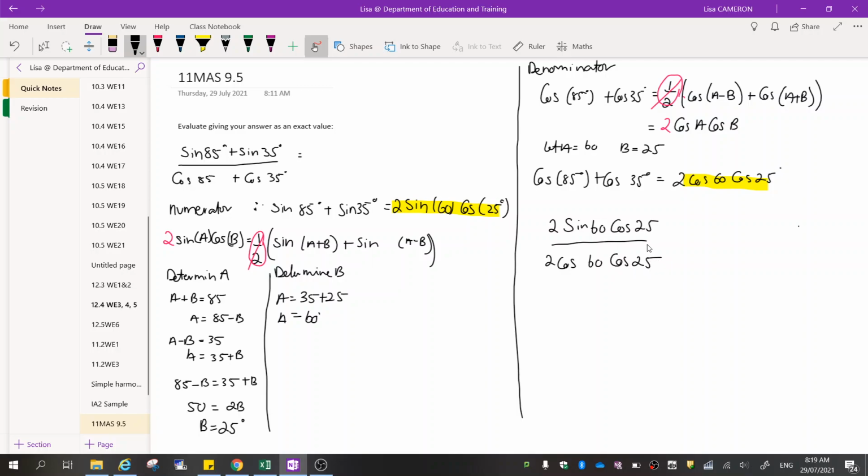Now I'm going to look for the things that I can cancel. This and this can cancel, this and this can cancel, and I'm left with sine 60 divided by cos 60. Or I could say that is root 3 over 2 divided by a half. If I change this to a multiply, I flip this fraction, so that would become root 3 on 2 times 2 on 1. Cancel, cancel, it's equal to 1 nice root 3.